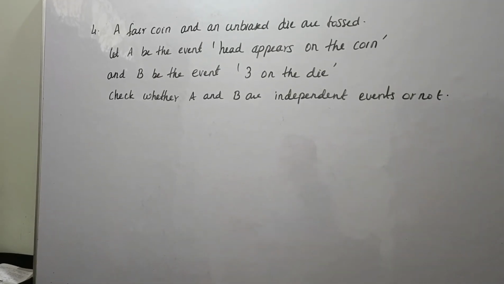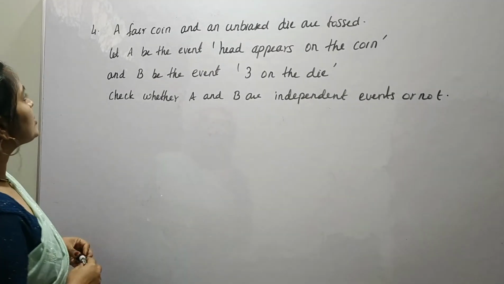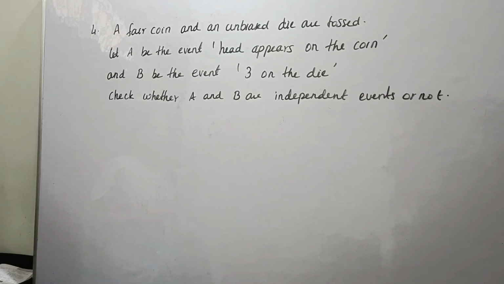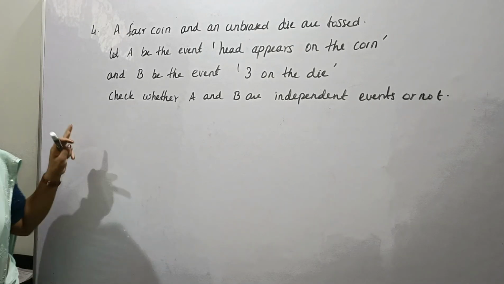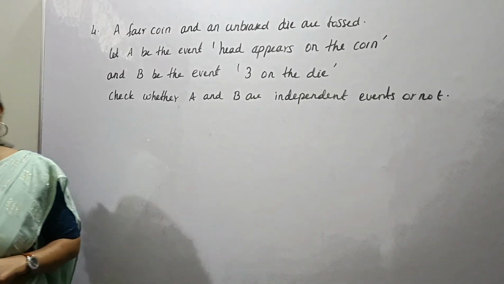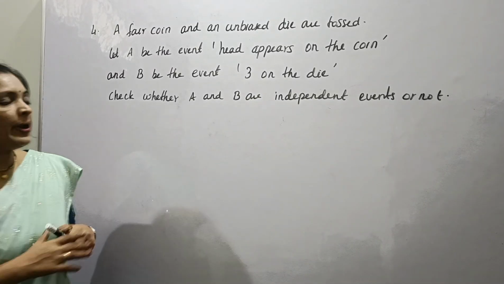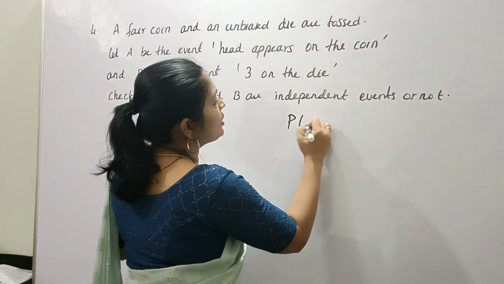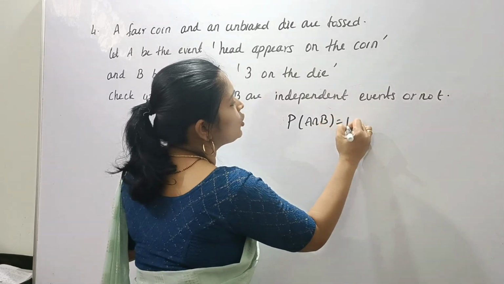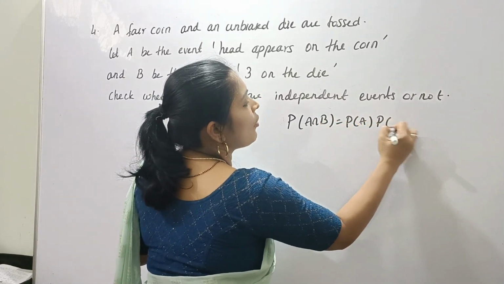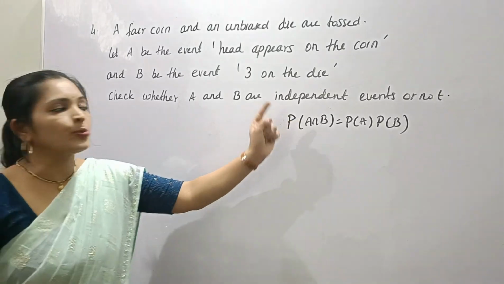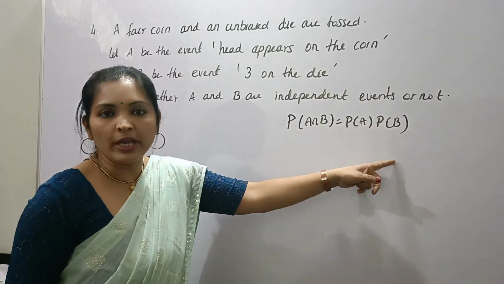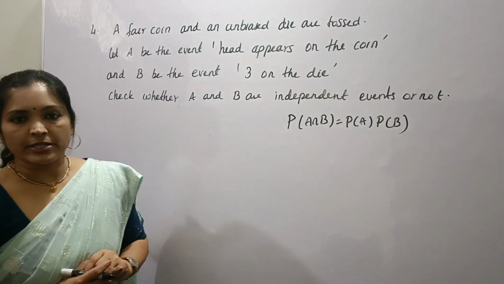A fair coin and an unbiased die are tossed. Let A be the event head appears on the coin and B be the event 3 on the die. Check whether A and B are independent events or not. For independent events, we have to check whether the probability of A intersection B is equal to the probability of A into the probability of B or not. If it is, then A and B are independent events.